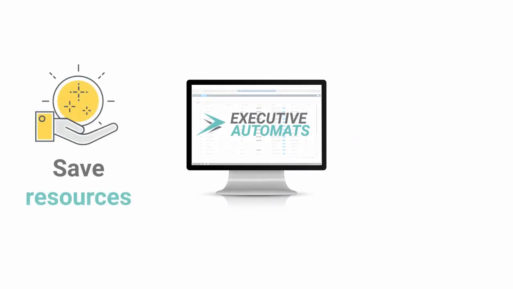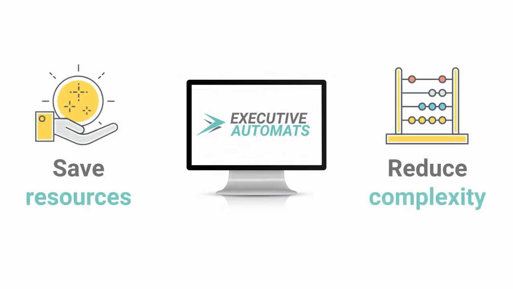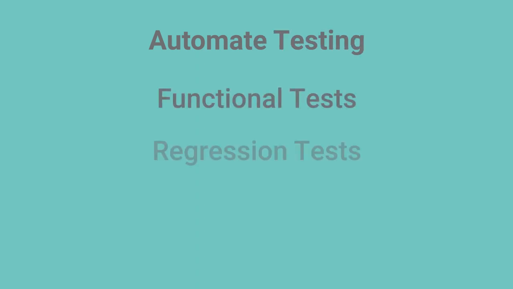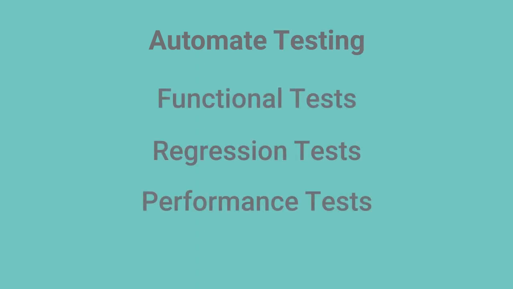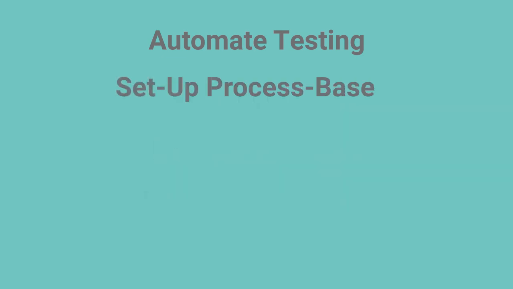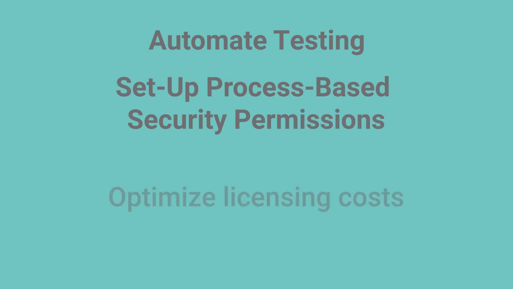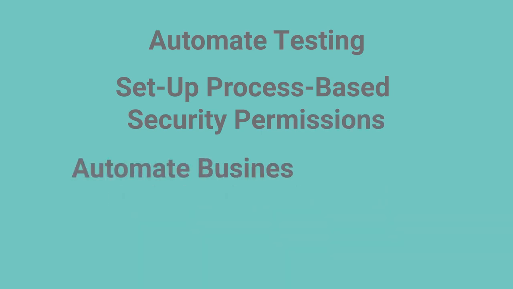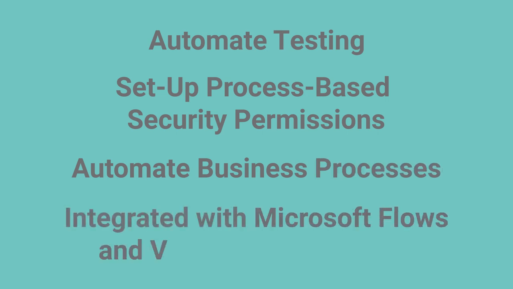Executive Automats helps you save a lot of time and money normally spent manually testing code developments. It ensures that your processes work properly, allows you to analyze and track the efficiency of your processes, schedule and perform automated functional, regression, and performance tests, as well as helps you set up detailed security roles and privileges to optimize Microsoft Dynamics licensing costs. You can use the recorded scripts to automate business processes and can integrate it with Microsoft Flows and VSTS.